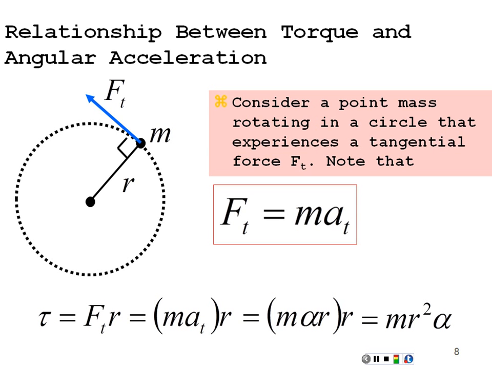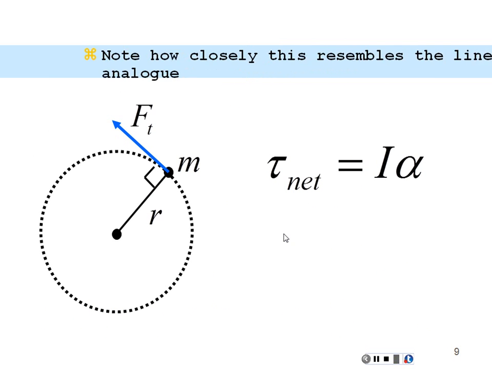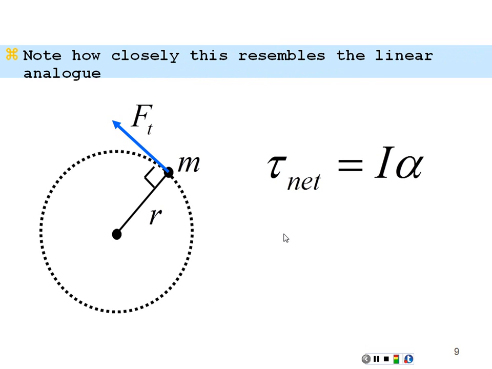Well, you might notice for a point mass going around this circle that its moment of inertia at some radius r is indeed mr squared for a point mass. So this mr squared is indeed the moment of inertia for this point mass, and so our torque is equal to the moment of inertia I times our angular acceleration alpha. That is indeed the net torque for an object. It is equal to the moment of inertia times its angular acceleration.